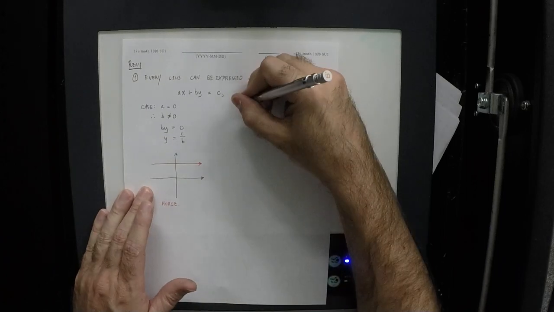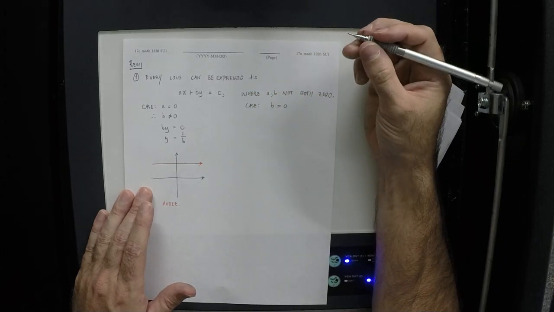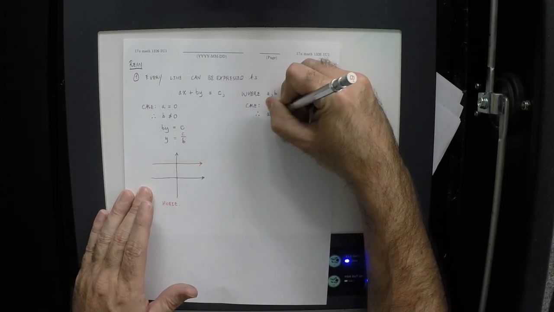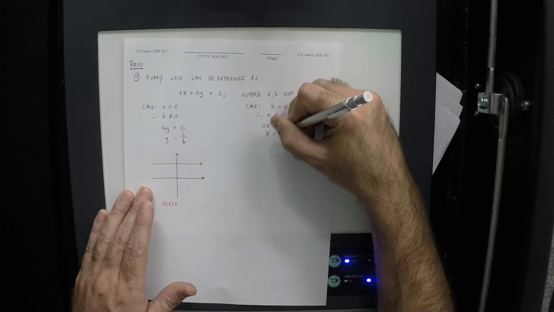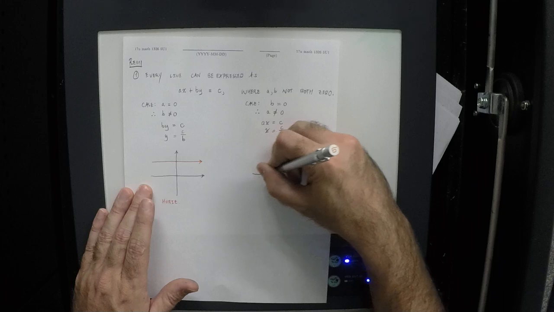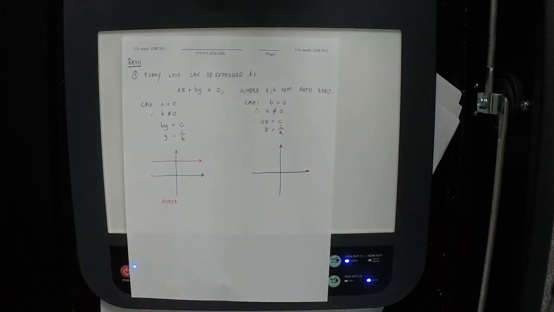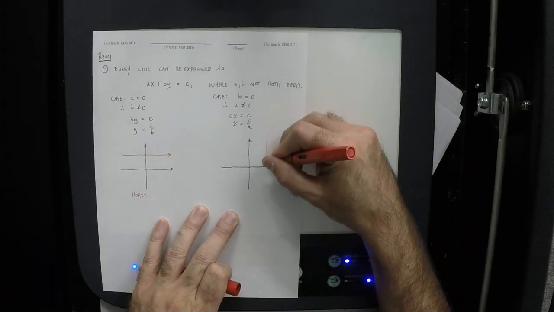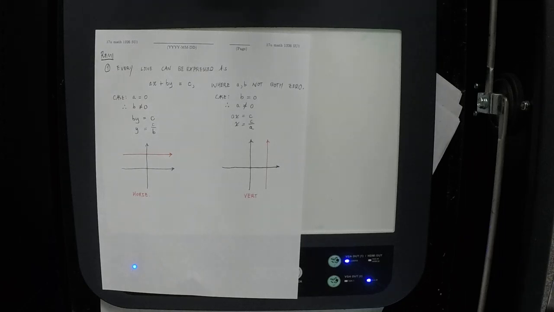Now, what about the case when B is zero? What can we immediately conclude? That A isn't. And therefore the equation looks like AX is equal to C. We can solve for X and obtain that X is C over A. And then we can draw this. C and A are each constants, and therefore their quotient is a constant. What does a line with an equation of the form x equals constant look like? A vertical line. So when B is zero, that's the vertical case.